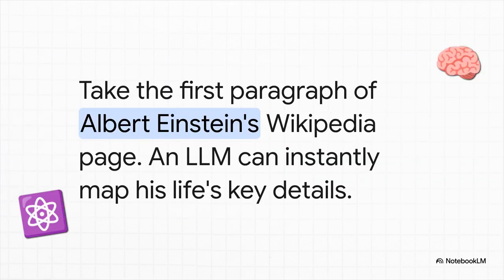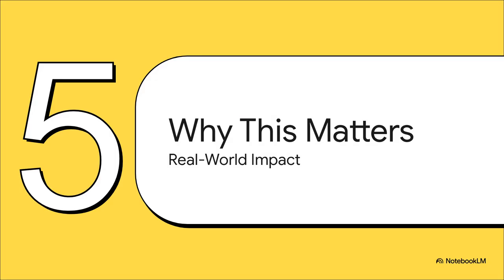And to really see this in action, just take the first paragraph of Albert Einstein's Wikipedia page. An LLM can read that familiar text and, in seconds, generate a whole interactive map of his life's key details. The theories he developed, the places he lived, the awards he won. It's amazing. Now, this isn't just some neat tech demo. This shift from manual to fully automated graph creation has absolutely massive real-world implications across dozens of industries.